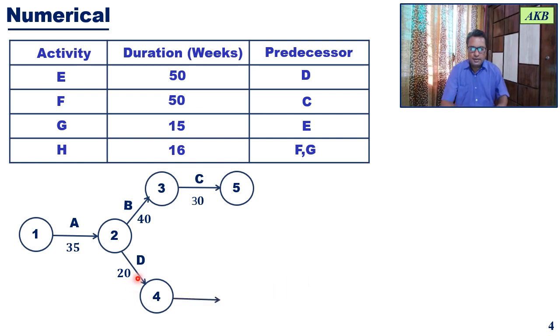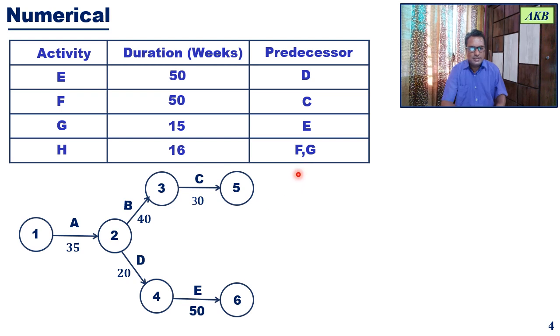So from activity D, after completing activity D at event 4, activity E is going to start and it will be proceeding for 50 weeks. So event 4 is the start event for activity E, and then activity E will be getting completed at event 6. Okay. So at event 5, now you can start activity F. But if you look at information for the last activity, activity H can only start when both F and G are completed.